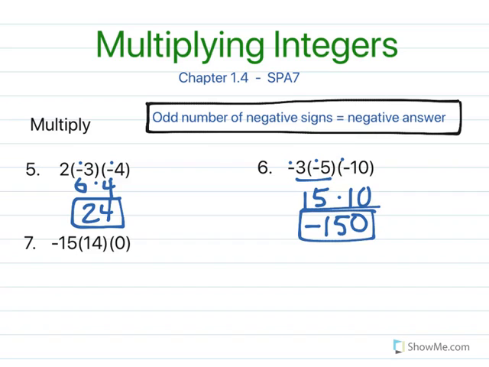And then finally, for number 7, it's negative 15 times 14 times 0. I'm multiplying all the way across, and I notice there's that 0. If I multiply anything by 0, the answer becomes 0, so my final answer is 0. So there is multiplying 3 different integers.